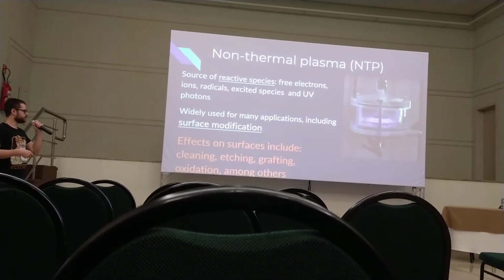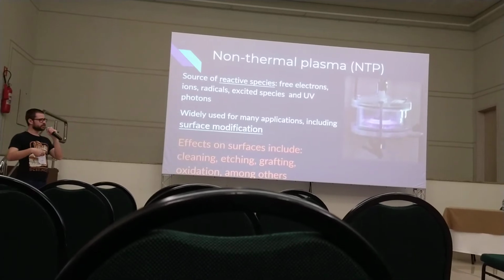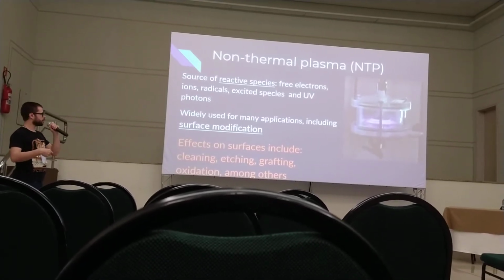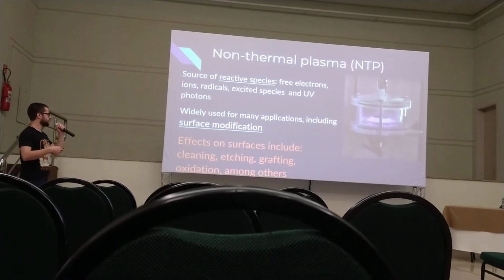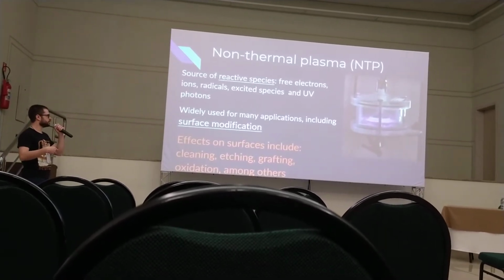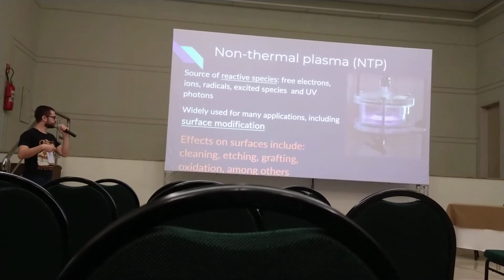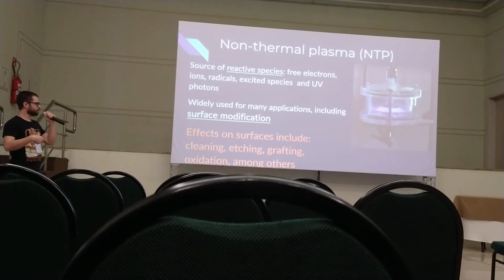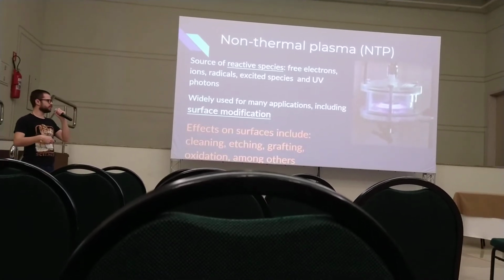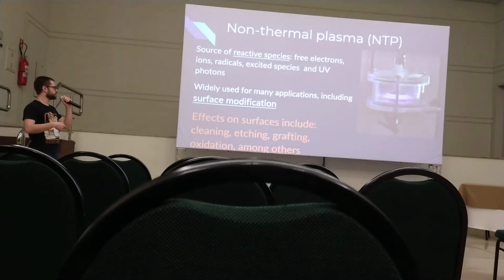And now let's talk a little about non-thermal plasma. Many people already talked about it. And for us, it is a source of reactive species, such as free electrons, ions, radicals, excited species, ultraviolet photons, and etc. And it is widely used for many applications, as we saw the entire event, including surface modification.